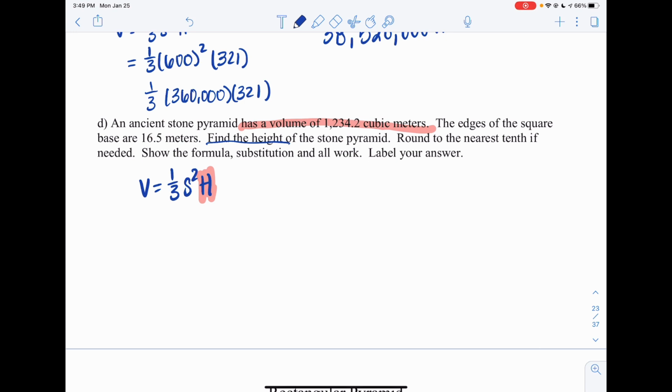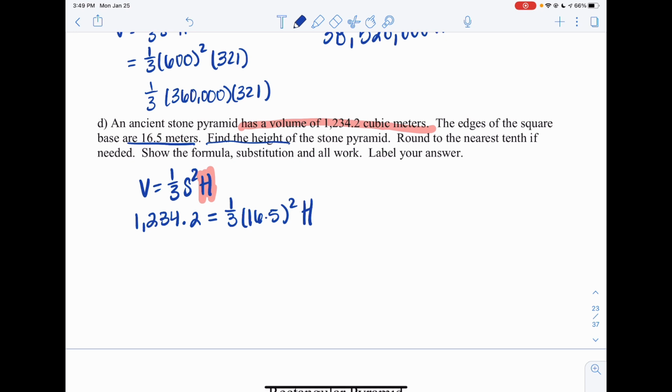So I'm going to start off by plugging in my information, where V is volume. So I have 1,234.2 equals 1/3. And then it told us that our sides are 16.5 squared times h, okay? So I finished substituting all of my values. I don't have height, so I'm just keeping h as a variable. And now what I'm going to do is start simplifying the right side of my equal sign, because there's nothing for me to simplify on the left side of that equal sign.